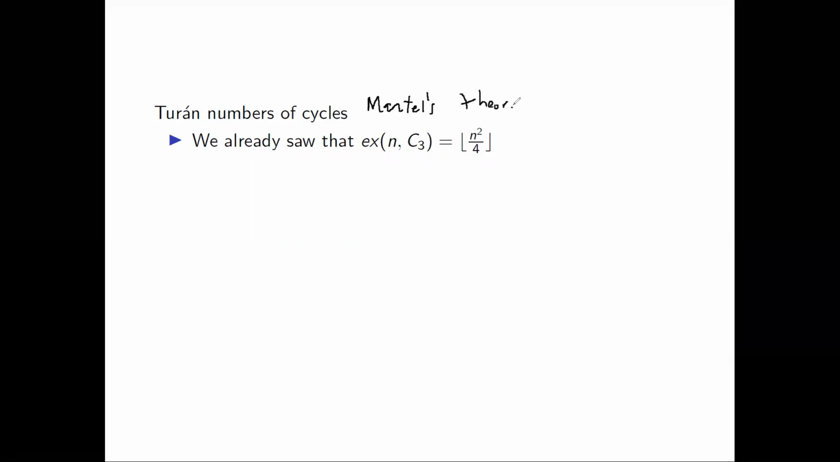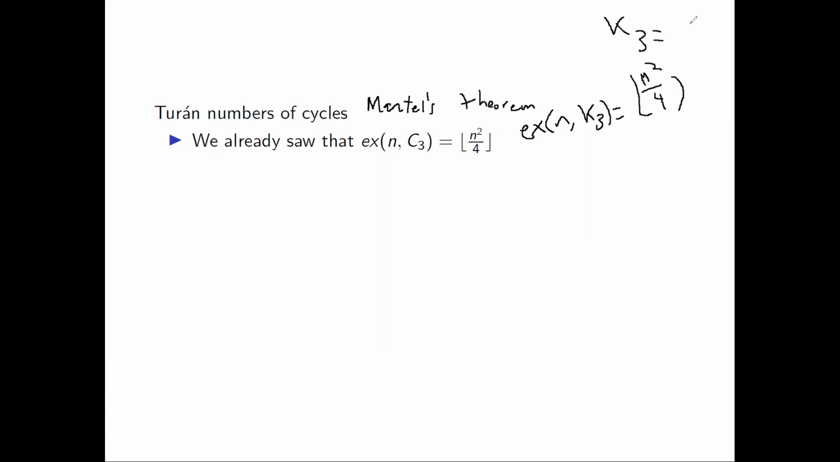And when we saw this in an earlier video, we saw it stated in a slightly different form. It was stated as ex(n, K3) equals the floor function of n squared over 4. And this is equivalent because K3 equals C3. They're both this triangle graph.